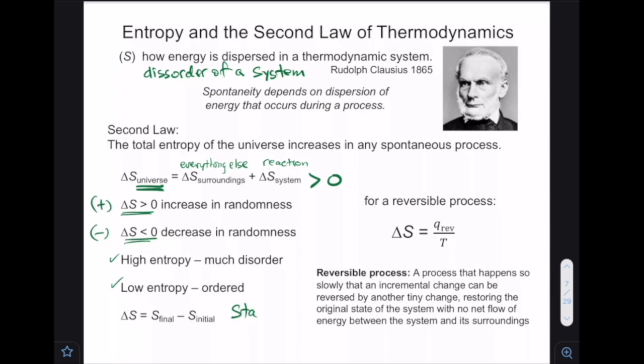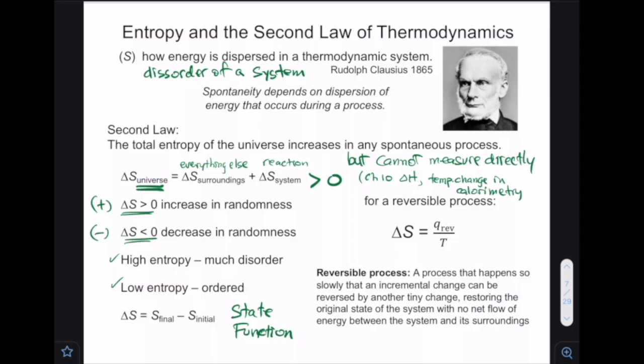Now, I'll also remind you that delta S, just like delta H and a lot of the other things that we've been studying, these are all state functions. But unlike what we were able to do with enthalpy, we cannot measure entropy directly. For enthalpy, we were able to get that from the temperature change in calorimetry experiments, but we can't do that directly for entropy. But what we can do is use this mathematical description of entropy provided to us from Rudolf Clausius, which is that the change in entropy of a system is going to be equal to the thermal energy of the system, Q, divided by the temperature of the system.